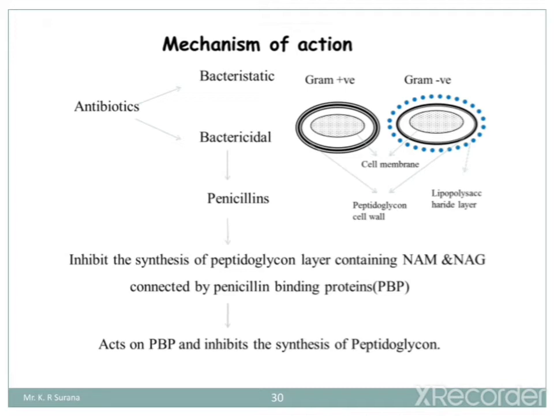They inhibit the synthesis of the peptidoglycan layer containing NAM and NAG. NAM and NAG mean N-acetyl muramic acid and N-acetyl glucosamine. These are components of the peptidoglycan layer, connected by penicillin binding proteins (PBP), and the penicillin acts on the PBP and inhibits the peptidoglycan. So initially we saw blocking of transpeptidase, and second is inhibiting the synthesis of the peptidoglycan layer, which contains NAM and NAG.